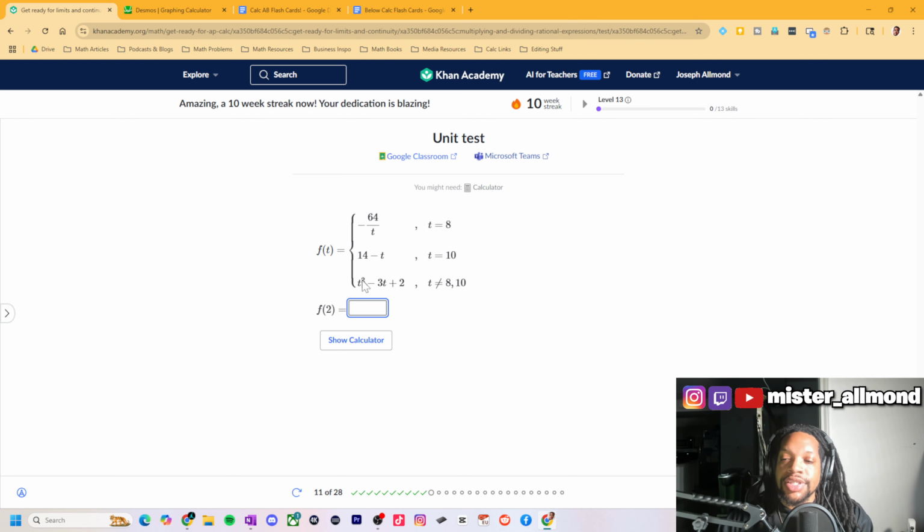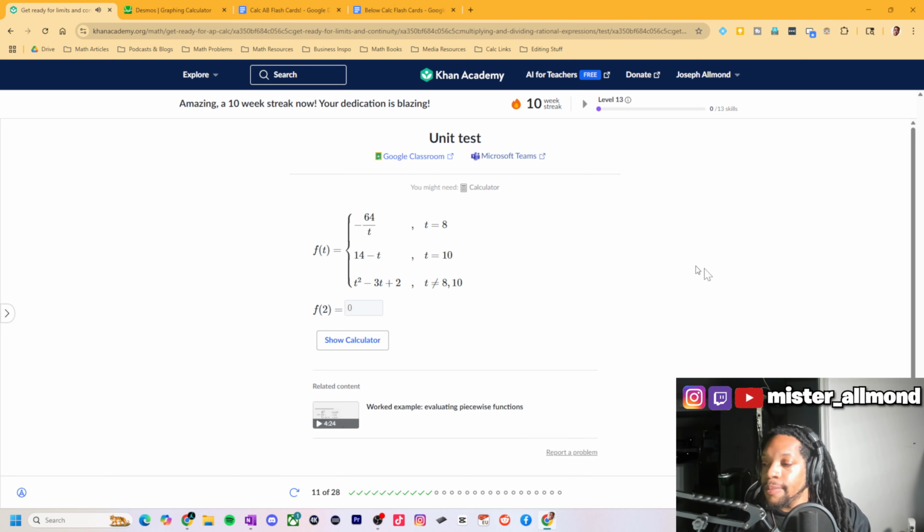I'm literally just going to replace t with 2. So instead of t squared, that'll be 2 squared, which is 4. I'm going to type this out and then simplify it. So then minus 3 times 2 is 6. And then plus 2. So whatever that is, 4 minus 6 is what? Negative 2. Negative 2 plus 2 is 0. All right, bet.